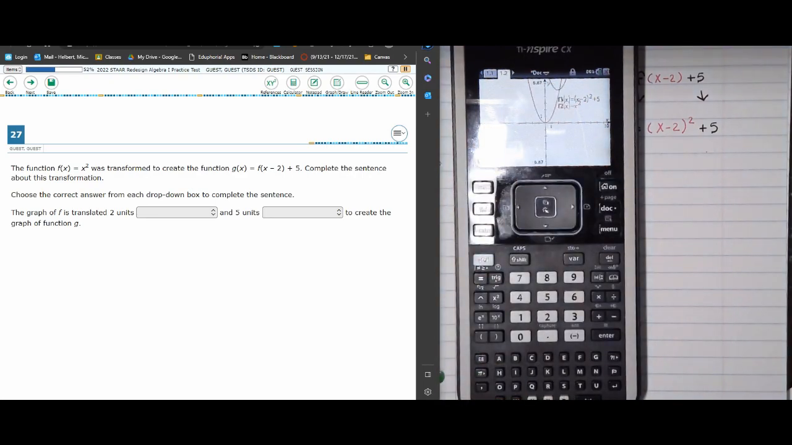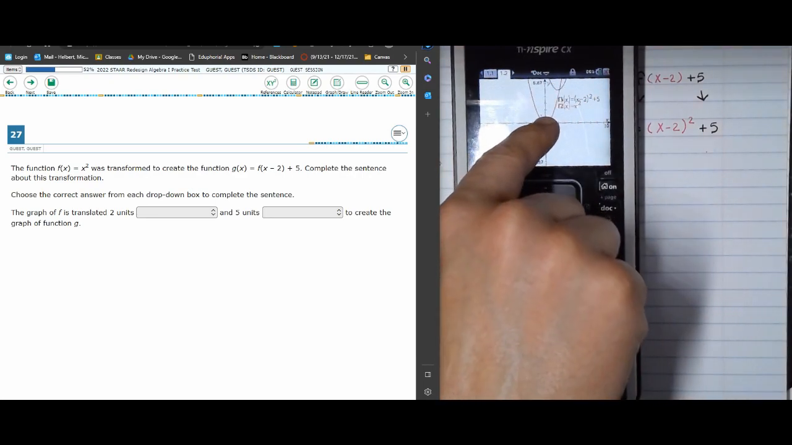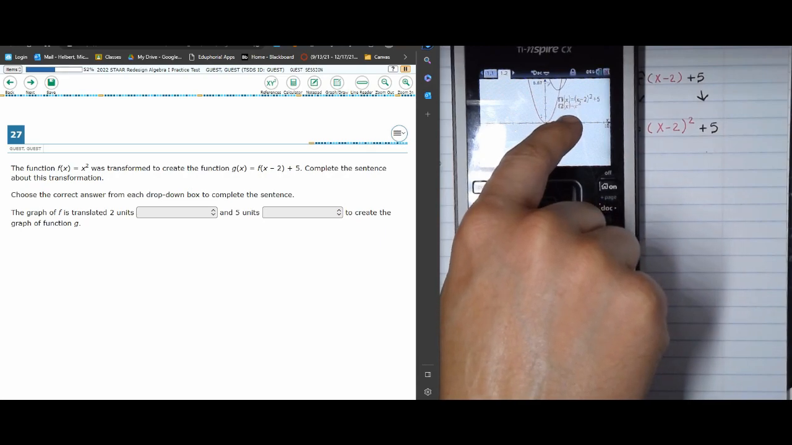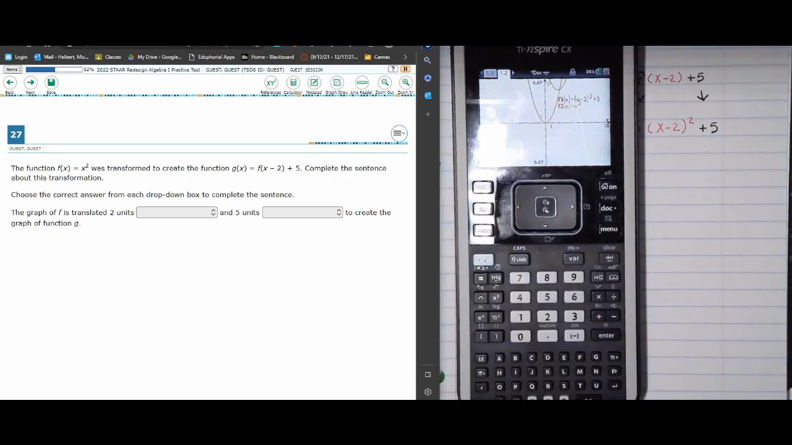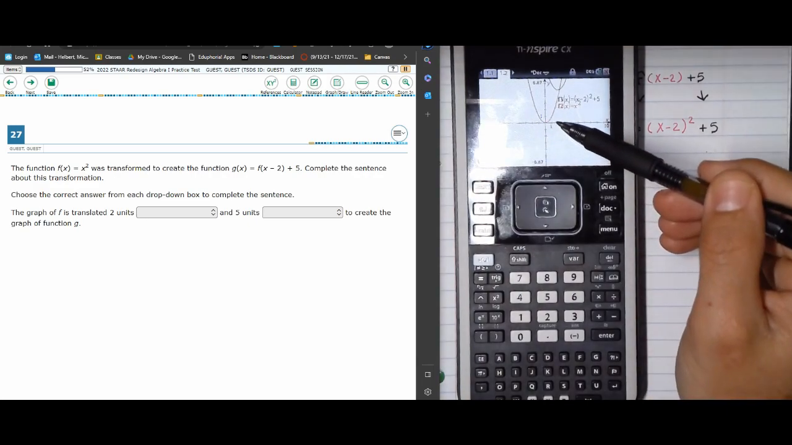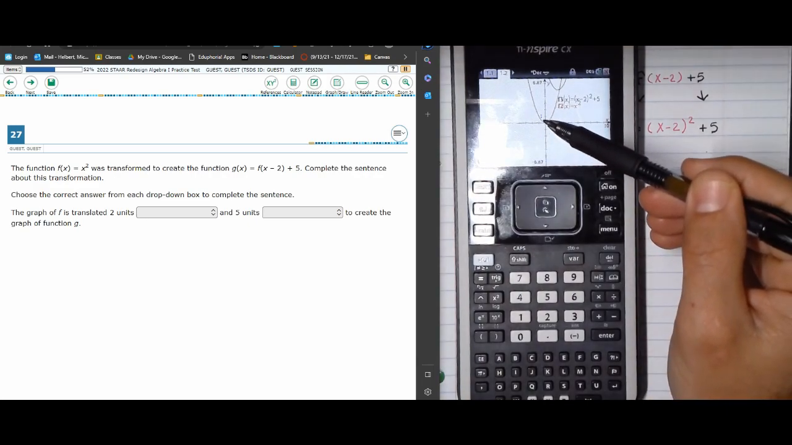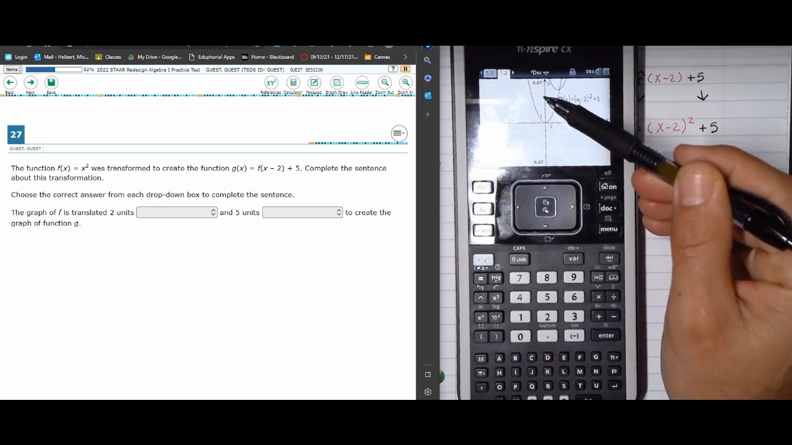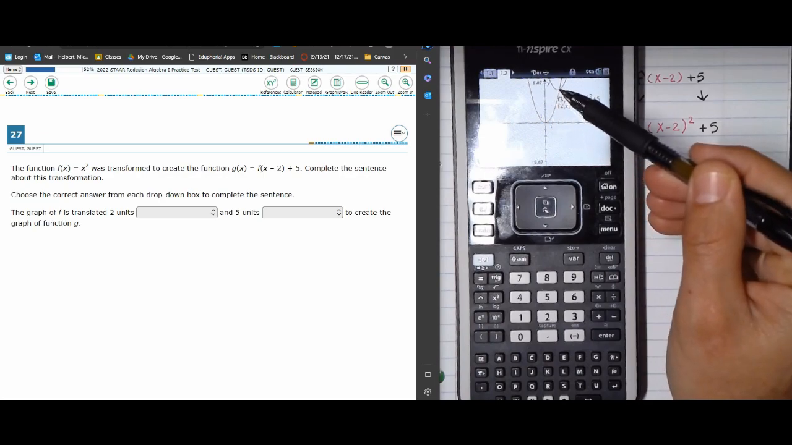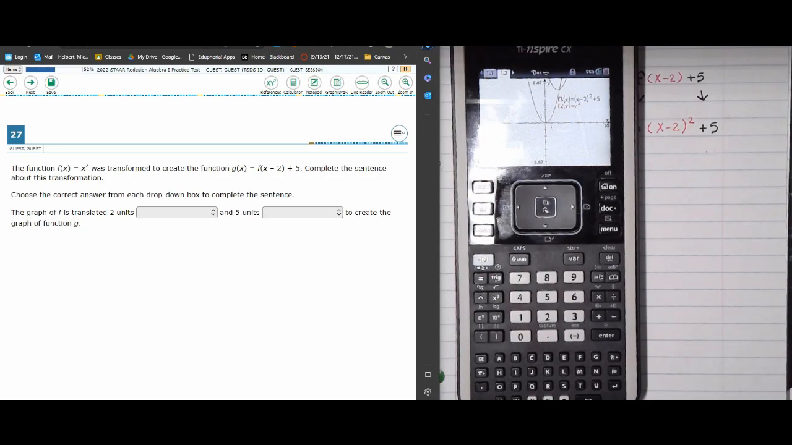So we're going to be looking for a description that says it moved our function to the right 2 and up 5. And if you want to verify, you can actually count the little marks. We went over 1, 2, and then we went up 1, 2, 3, 4, and 5, because that now lines up with 5. So let's take a look over here.